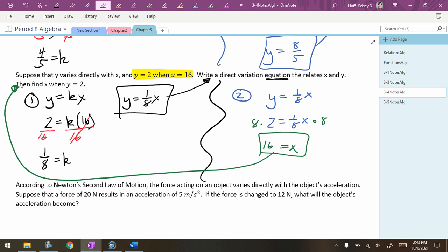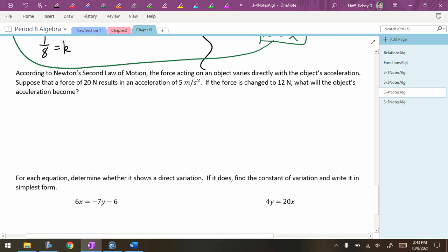So now we're going to use the same process, but we're going to talk about Newton's second law. According to Newton's second law of motion, the force acting on an object varies directly with, that's a really key phrase, the object's acceleration. Suppose a force of 20 newtons results in an acceleration of 5 meters per second squared. If the force is changed to 12 newtons, what will the object's acceleration become?